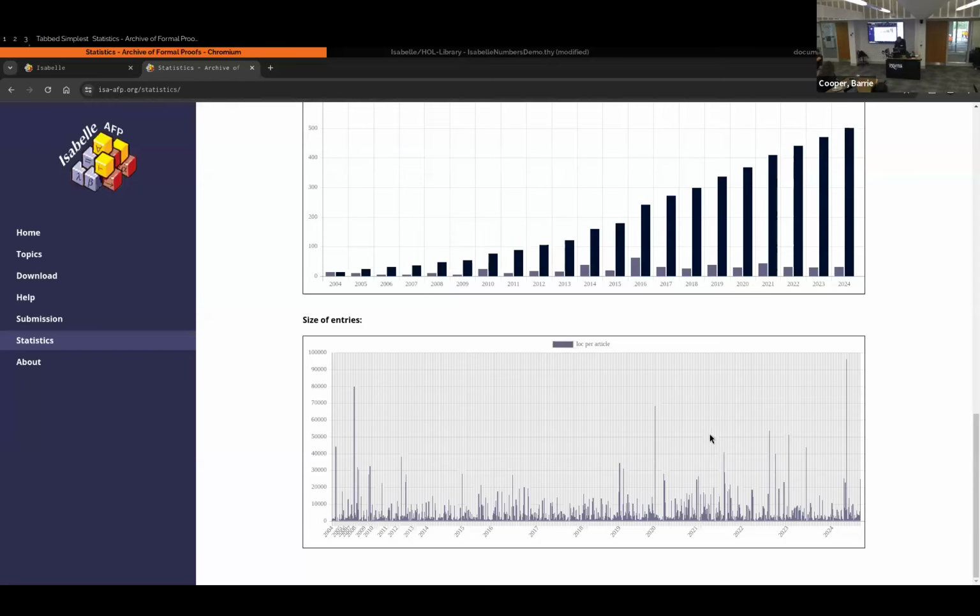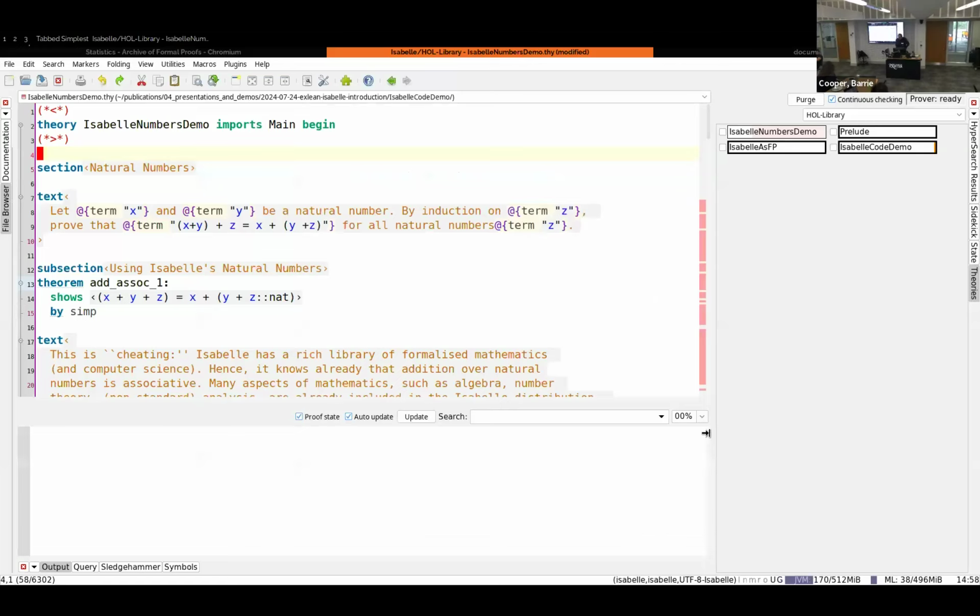And I also, where did I put my Isabelle? So I wanted to show you Isabelle.